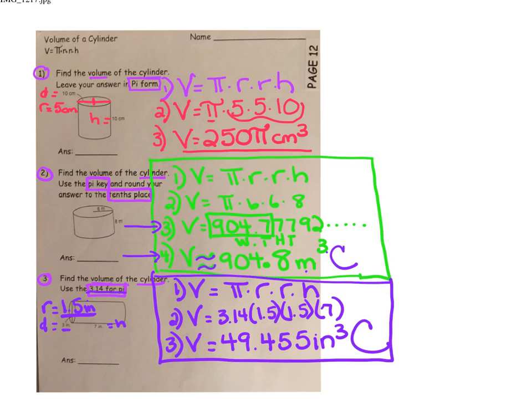This only requires 3 steps. The problem above, there were 4 steps because one of those steps involved rounding. This concludes page 12.